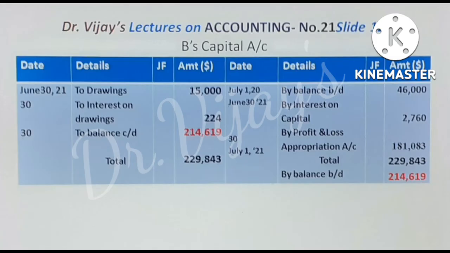B's capital account now. Balance as per trial balance is 46,000 on the credit side. Then interest on capital and profit and loss appropriation account balances on the credit side. Drawings and interest on drawings on the debit side. So the closing balance of B's capital is 2,14,619. This balance should come in the balance sheet liability side, the closing balance of B's capital. Unless this B's capital account is drawn up, all these adjustments should be exhibited in the balance sheet itself.